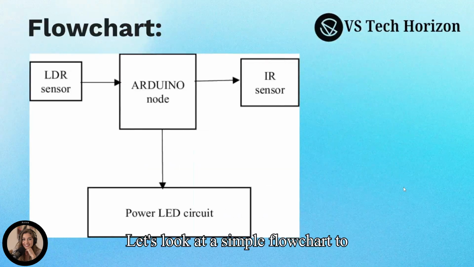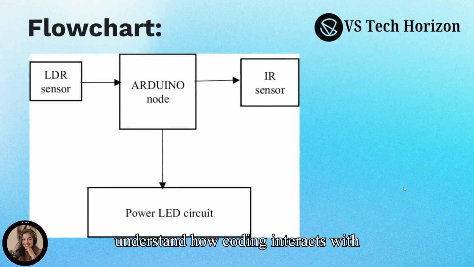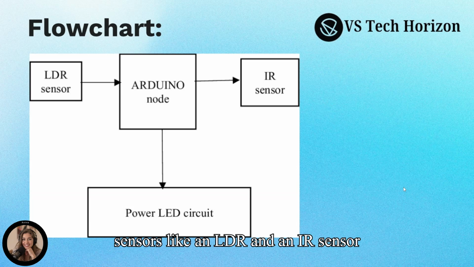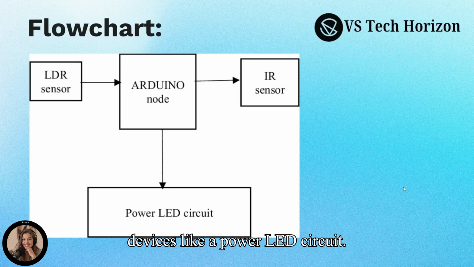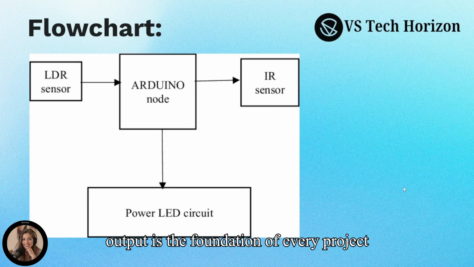Let's look at a simple flowchart to understand how coding interacts with hardware. Here, you'll see that sensors like an LDR and an IR sensor provide inputs to a controller, such as an Arduino. The Arduino processes these inputs and gives an output to devices like a power LED circuit. This flow, input, processing, output, is the foundation of every project you'll create.